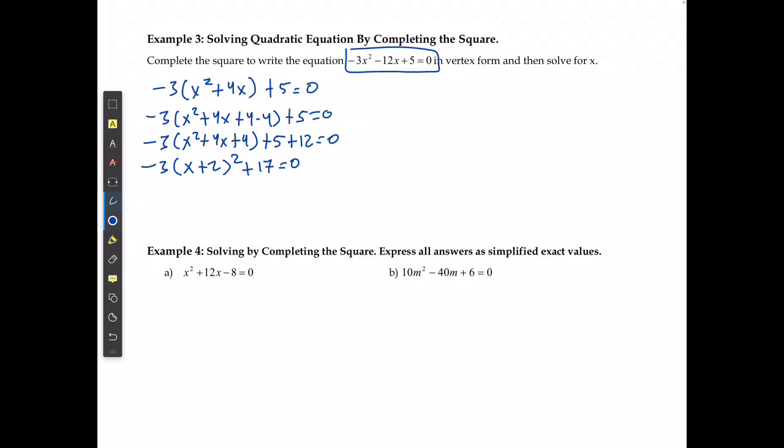Now I'm going to move that 17 across the equation, and I'm going to say that -3 x plus 2 squared is equal to -17. Divide both sides by -3. X plus 2 squared is going to equal 17/3. Square root both sides. X plus 2 is going to equal the positive or negative square root of 17/3, which is an irrational number that I can't actually simplify. Or x is equal to -2 plus or minus the square root of 17/3.